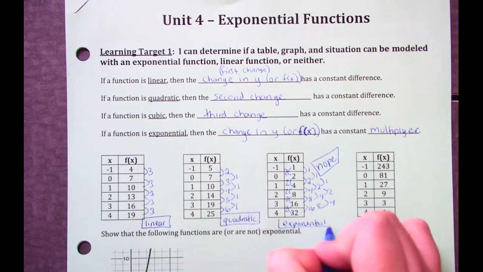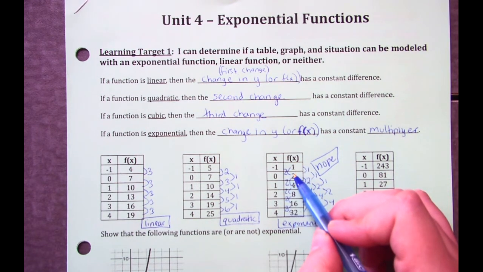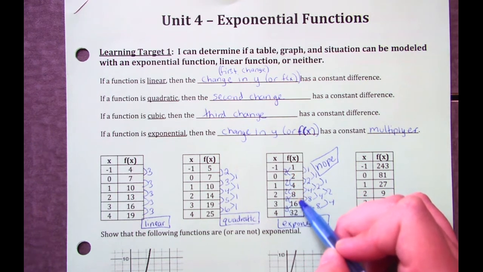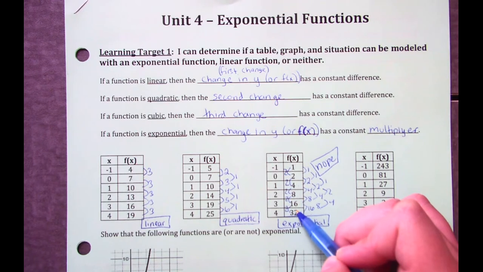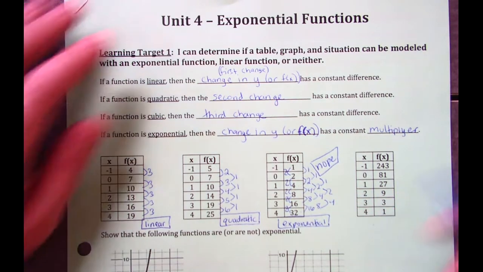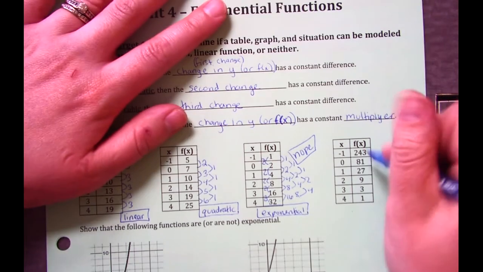it's exponential. 1, you times it by 2, you get 2. You take 2 and you times it by 2, you get 4. Times 2 is 8, times 2 is 16, times 2 is 32. It just multiplies by 2 each time. Now let's try that same multiplying pattern over here.